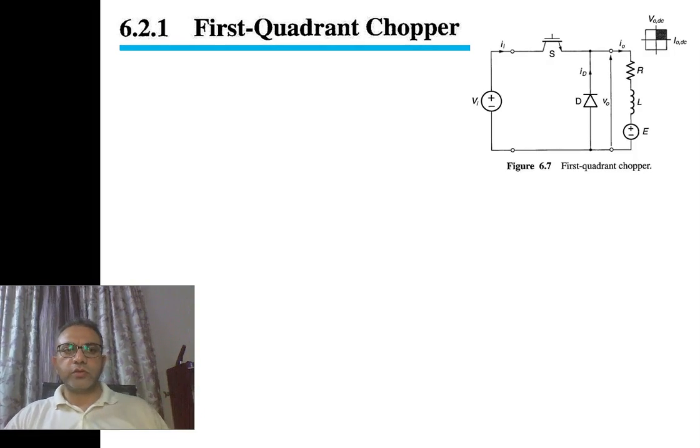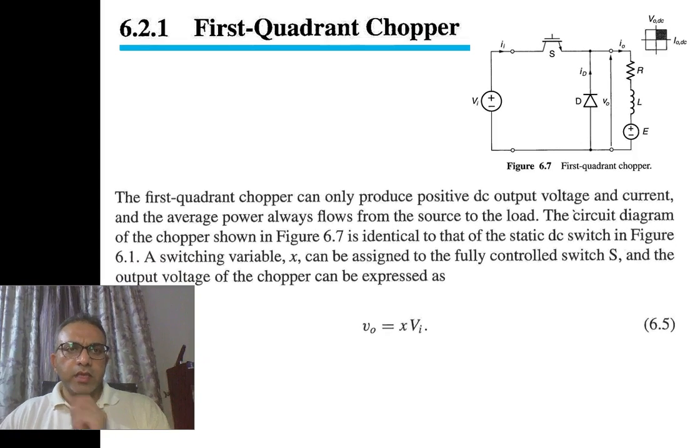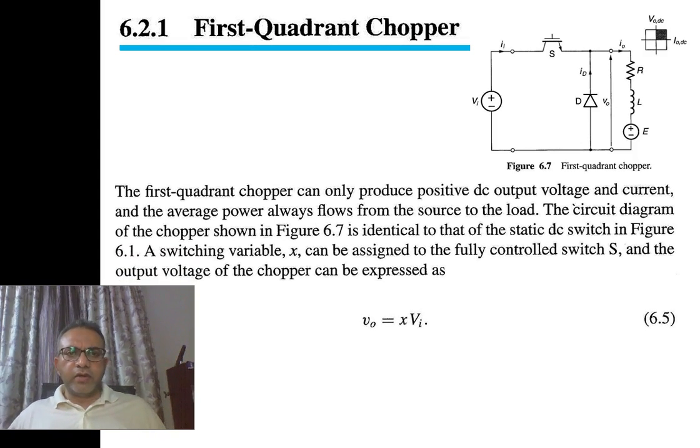So now let us look at the voltage equations. As written in our textbook, the first quadrant chopper can only produce positive DC output voltage and current. The average power always flows from source to the load. The circuit diagram of the chopper shown in figure 6.7 is identical to that of the static DC switch in figure 6.1.